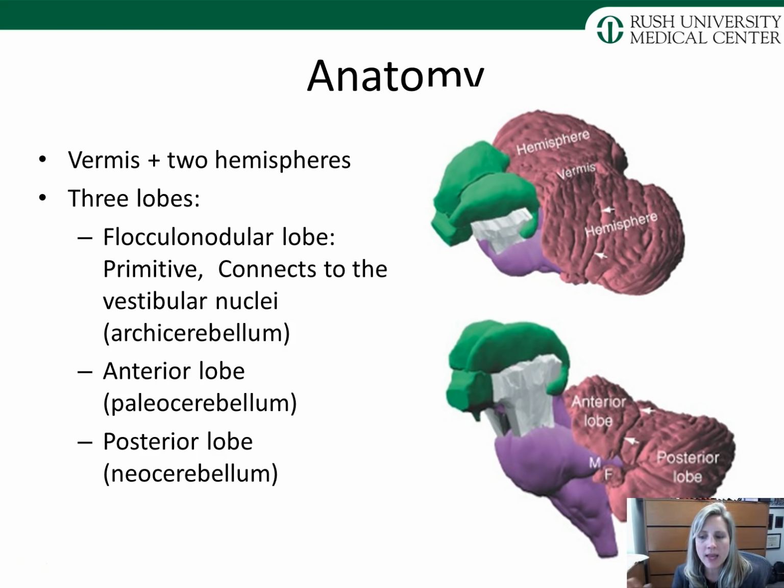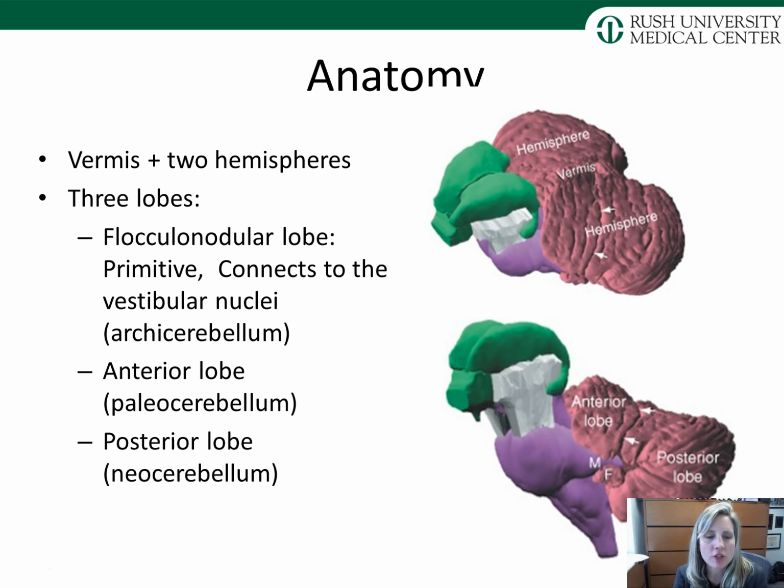So the general anatomy of the cerebellum is that it has a vermis that sits right in the middle, and then these two cerebellar hemispheres. Now, we also break down the anatomy of the cerebellum in another way, and that's by lobe structure. So the lobe structure comes from the evolution of the cerebellum over time.